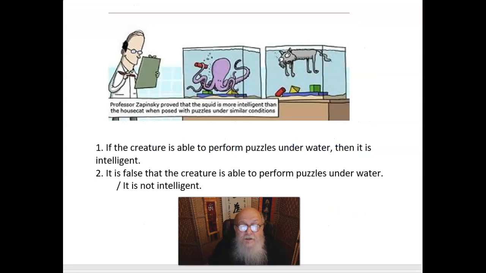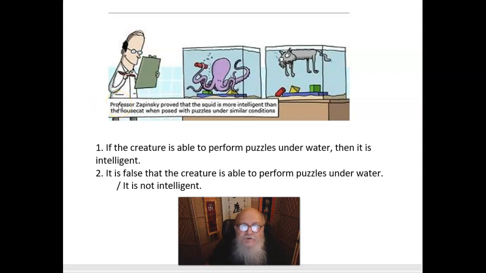See if you can recognize the problem here. I'll give you a minute to think about it. If the creature is able to perform puzzles underwater, then it is intelligent. It is false that the creature is able to perform puzzles underwater. Therefore, it is not intelligent.